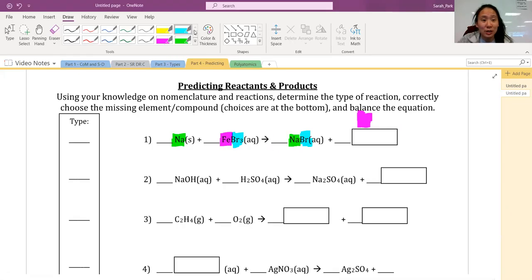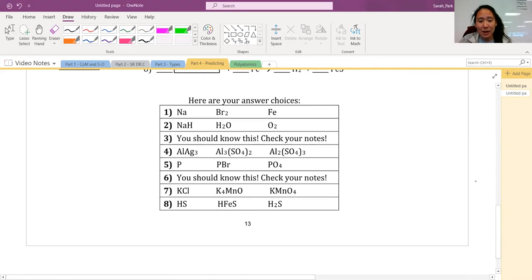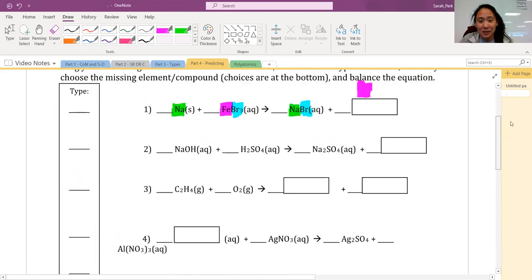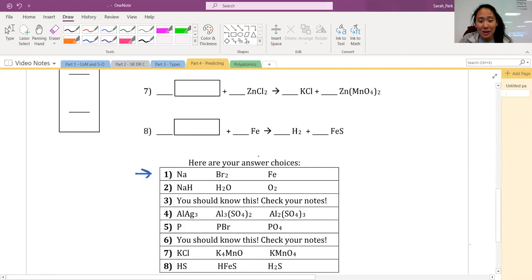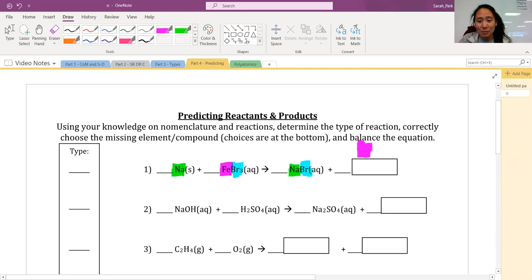A sodium. So you're going to look at your answer choices. So down here, question number 1, which one makes the most amount of sense? Which one did we say we were missing? We are missing the pink one, which is iron. So iron is the correct choice. So I would put iron here, okay?